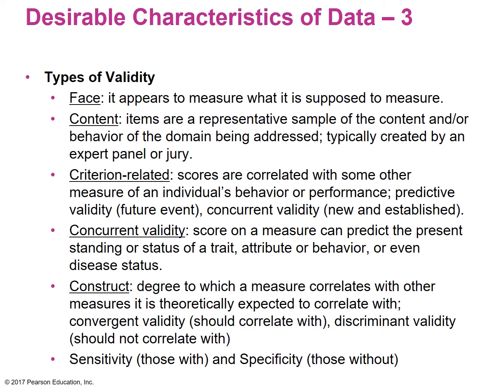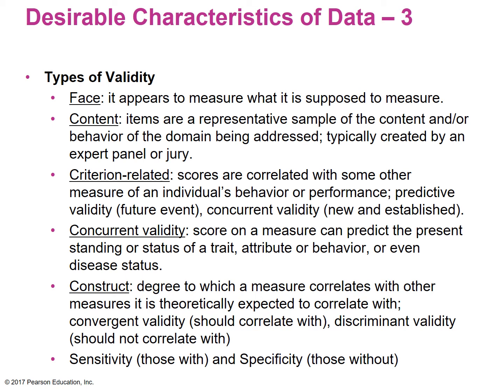Again, we compare that section of our instrument, the section that measures self-efficacy, with another measure of self-efficacy, and they should correlate either positively, right? We call that convergent validity, or if they correlate negatively, meaning that they move in opposite directions, that would be discriminant validity. And then finally, sensitivity and specificity.